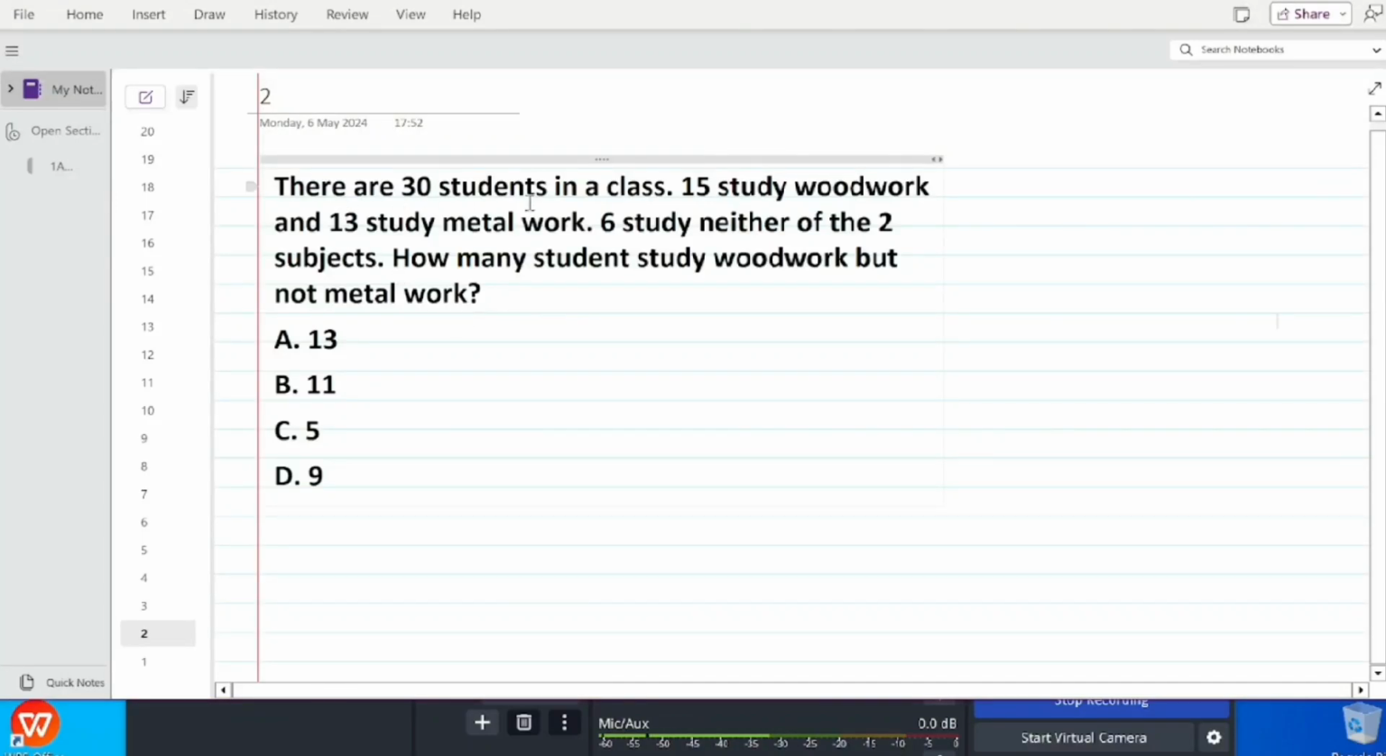Question 2 says there are 30 students in a class. 15 study woodwork and 13 study metal work. 6 study neither of the two subjects. How many students study woodwork but not metal work?